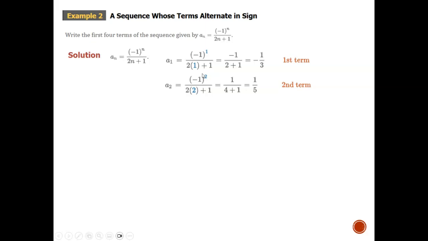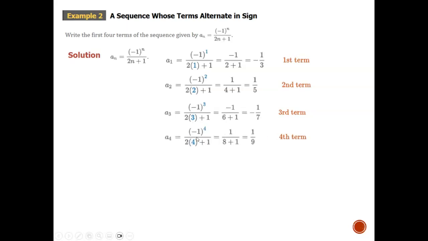So you already see the alternating signs. And we have a negative raised to an odd power. It stays negative. But here we have the negative raised to an even power. So it's a positive number, right? So we continue on. We take -1 to the third power, plug in a 3 for n down here.